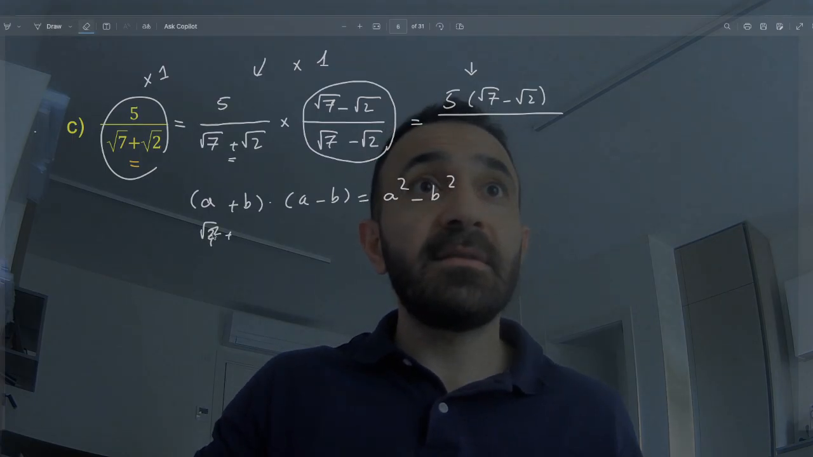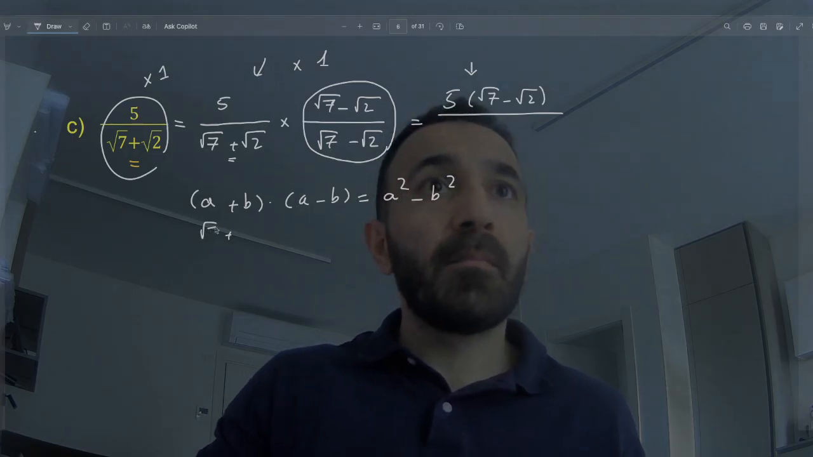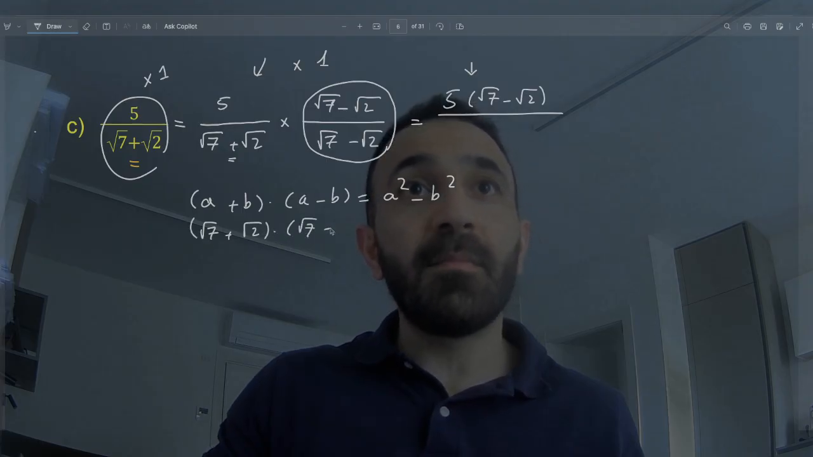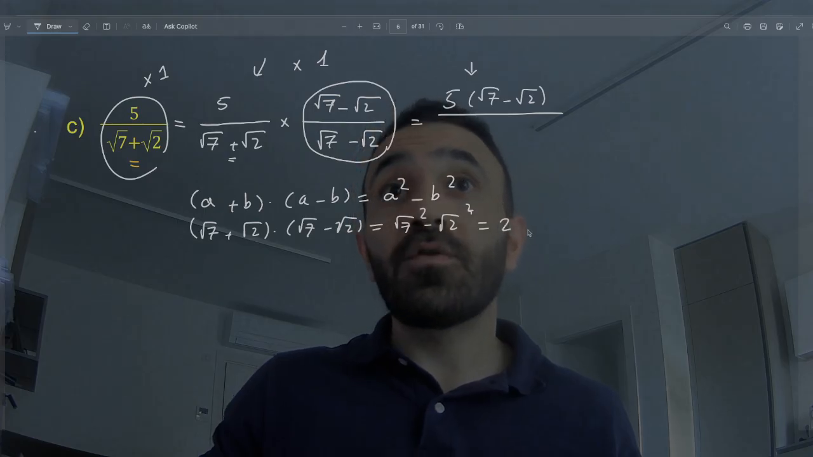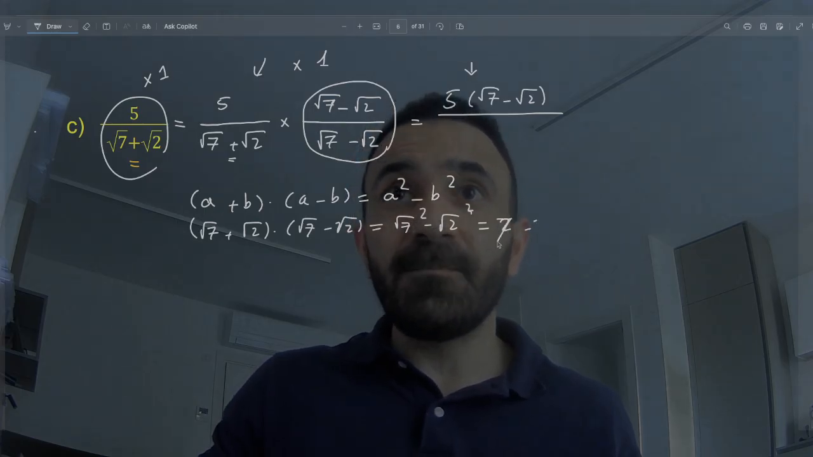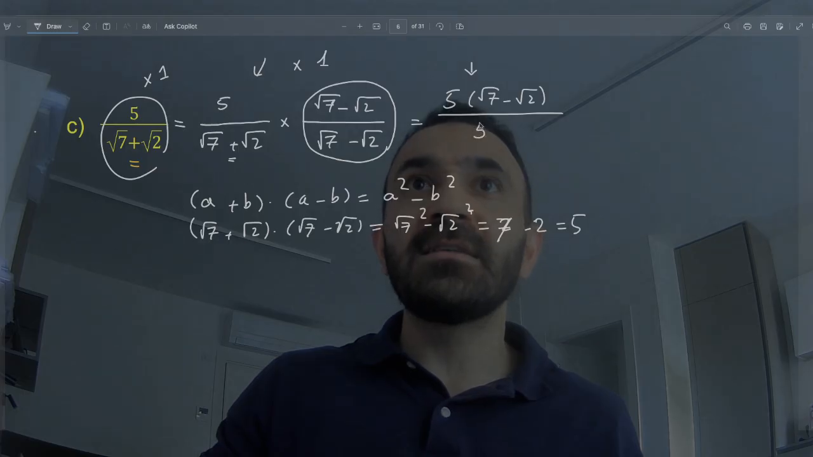Square root of 7 plus the square root of 2 times square root of 7 minus the square root of 2 gives you square root of 7 to the power of 2 minus square root of 2 to the power of 2. Square root of 7 to the power of 2 is 7. And the square root of 2 to the power of 2 is 2. 7 minus 2 is 5. So the denominator is 5.